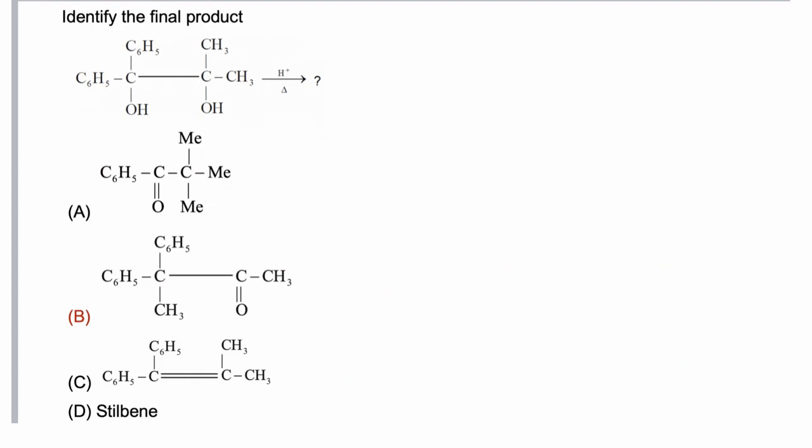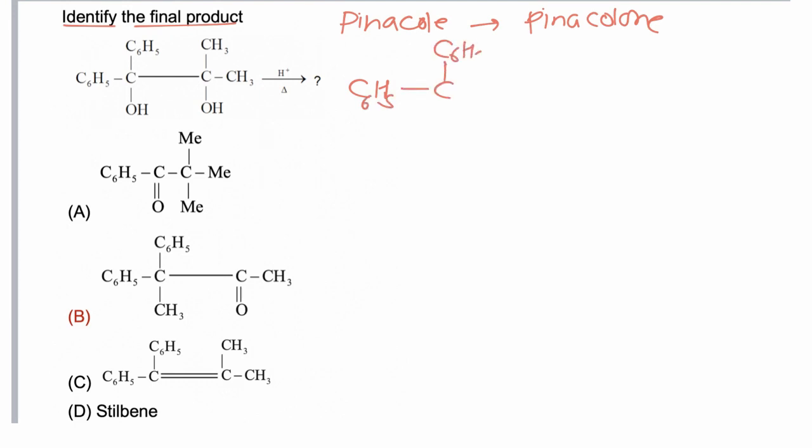In this reaction we have to identify the final product of the reaction. Now this is a case of pinacol to pinacolone rearrangement. In the first step, protonation takes place and a carbocation is formed at the more stable site. Now this oxygen will donate a pair of electrons to hydrogen, and the carbocation is formed at that carbon which is comparatively more stable. So now this carbocation is stabilized by resonance of two phenyl groups.